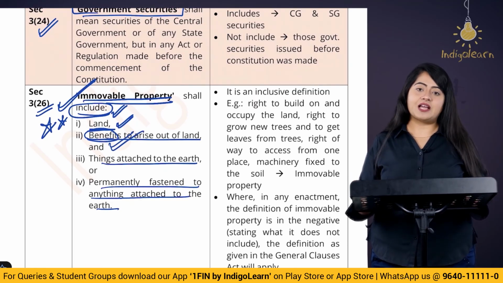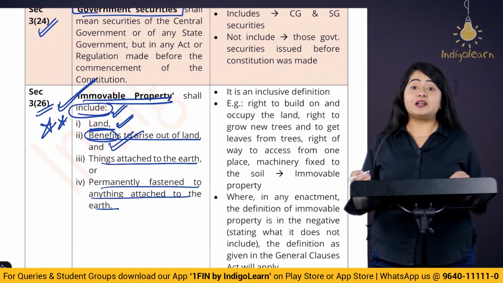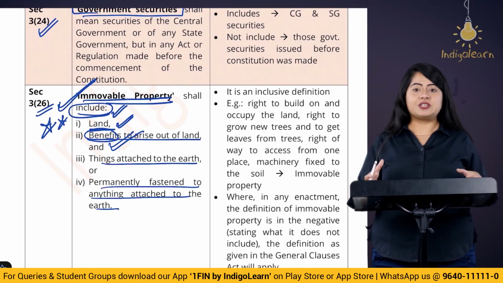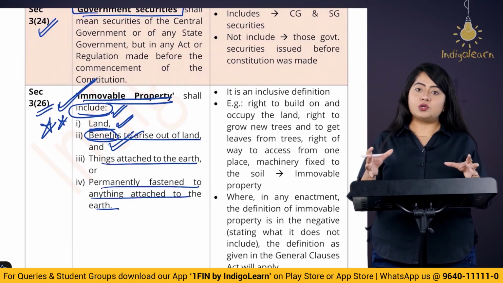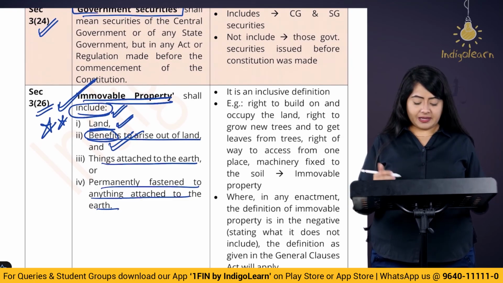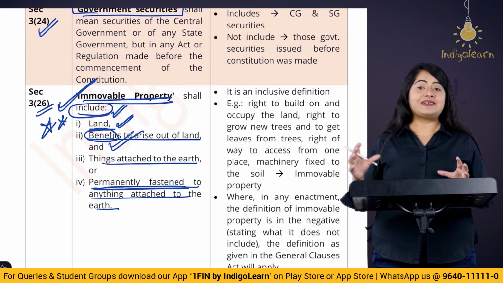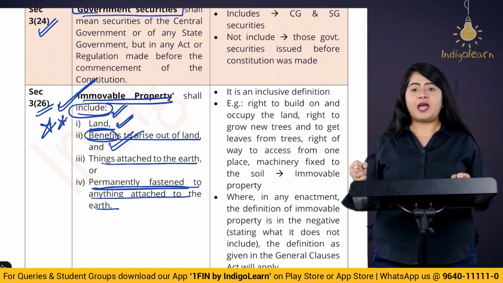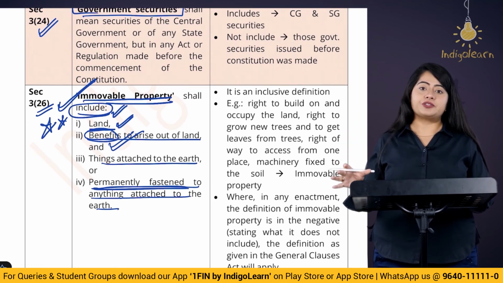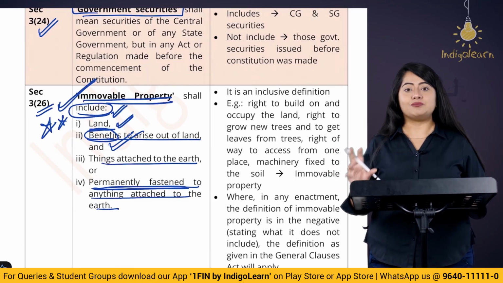Next is the things that are attached to the earth. So, on the earth, if suppose there are trees, there are buildings, then those will also be considered as immovable property. Again, anything that is permanently fastened to the earth. For example, if suppose there is a tank and that tank is properly screwed and it is nicely fixed on the earth, we are going to consider that tank also as immovable property.